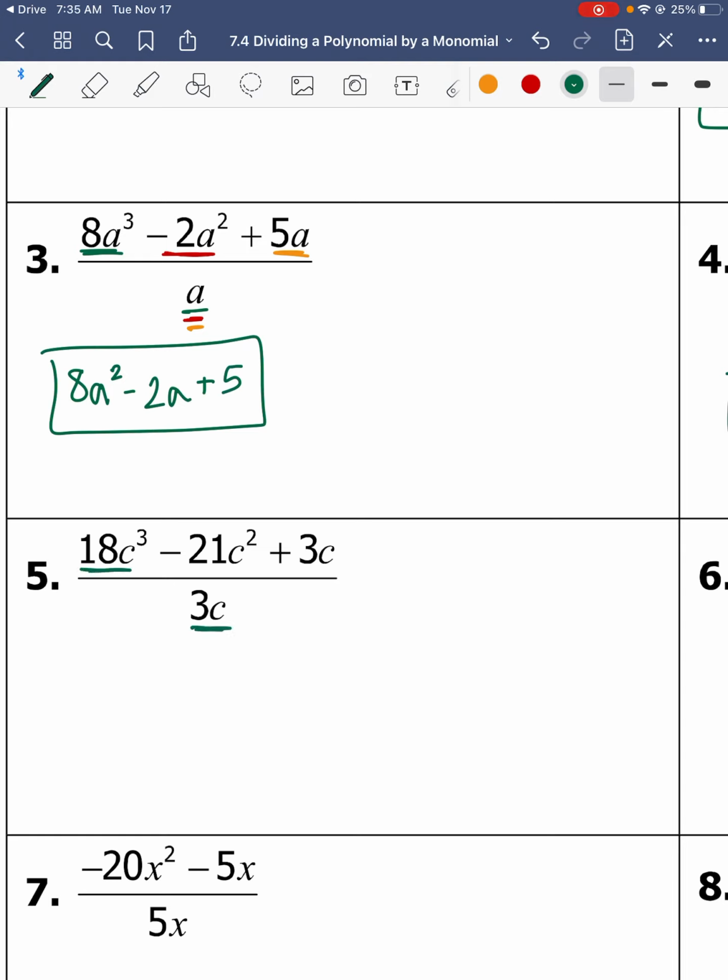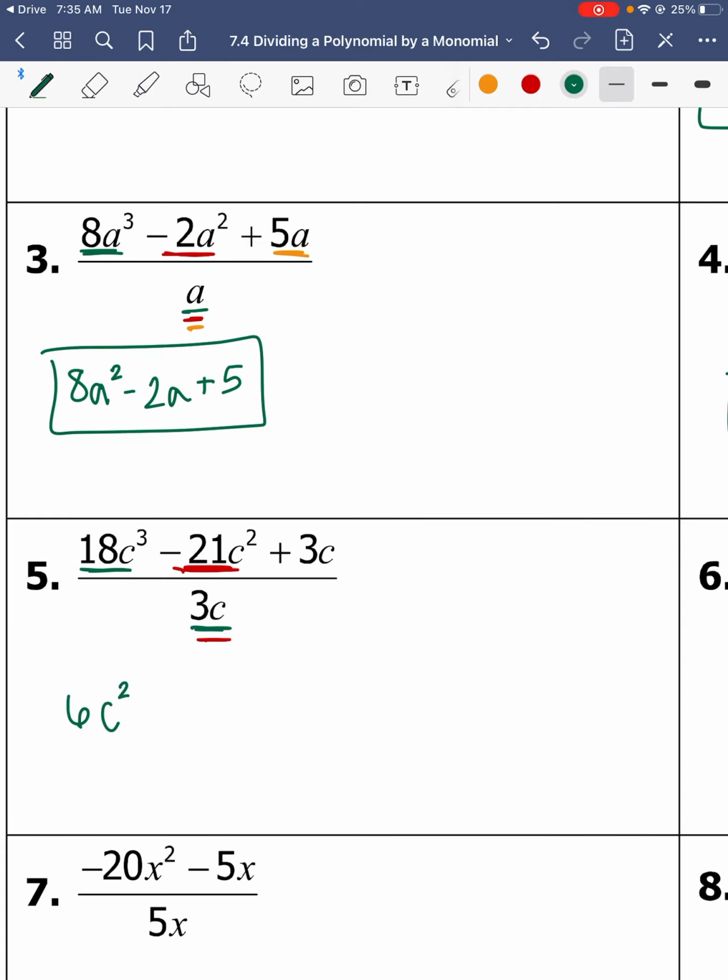Number 5. 18c cubed divided by 3c. 18 divided by 3 is 6. C cubed divided by c is c squared. If we subtract the exponents, 3 minus 1 is 2.